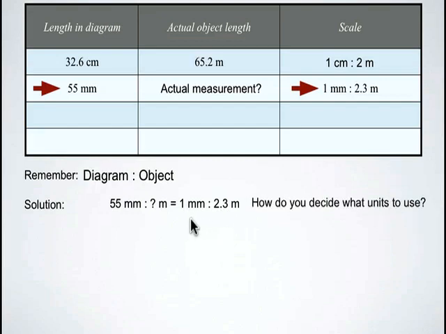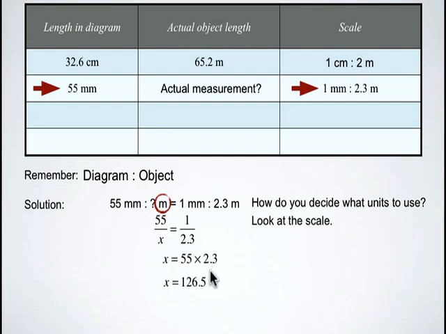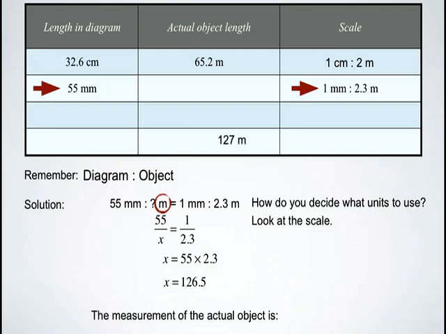And how did I know what units to use? I looked at the scale. Meters, that's how I knew my unknown length was in meters. 55 to our unknown x equals 1 to 2.3. Cross multiply, and I get x is 126.5. So the measurement of the actual object is 127 meters.